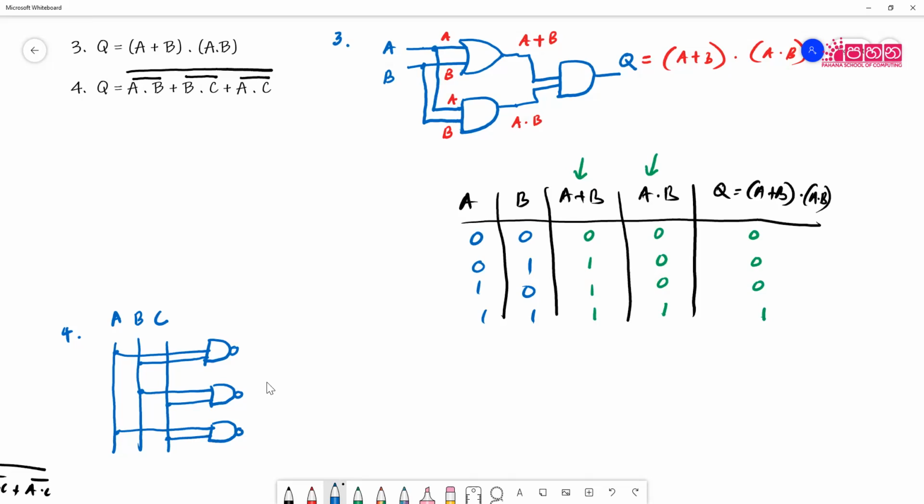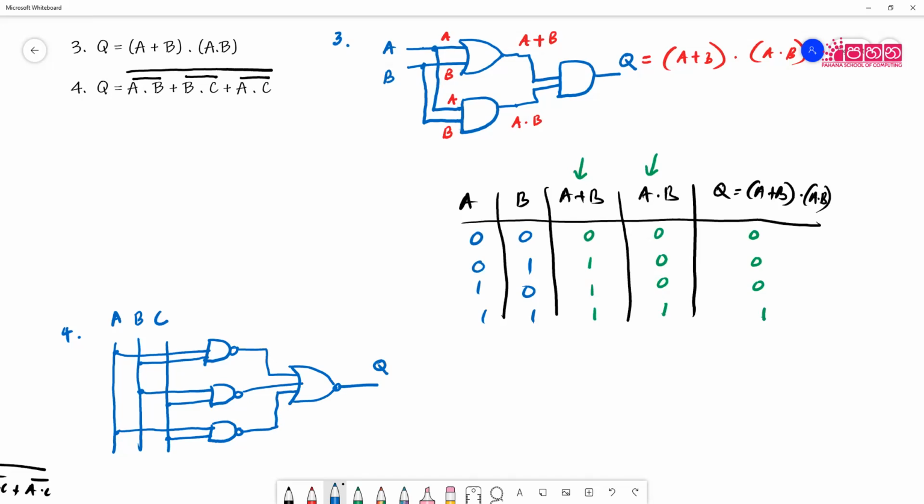And these three, if you look carefully, it's a plus, and then you have a bar complement, which means a NOT gate. So all these three outputs connect using a NOT gate. So this line comes here, so this will be the output.